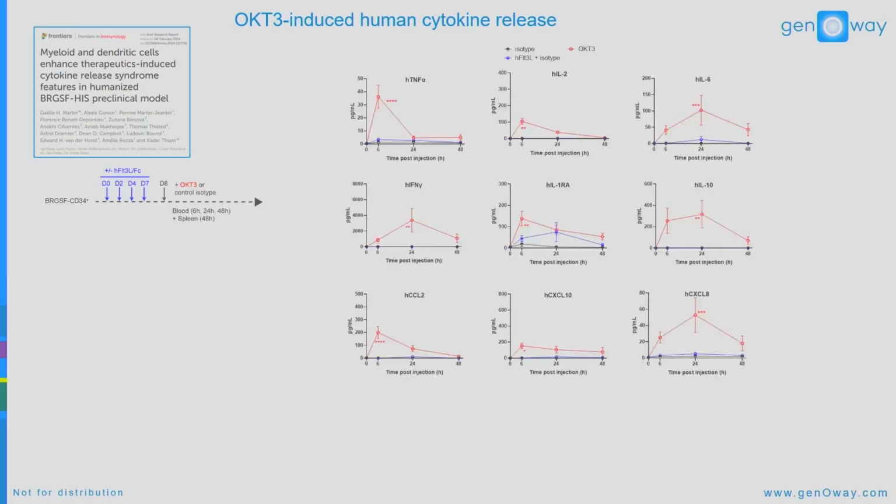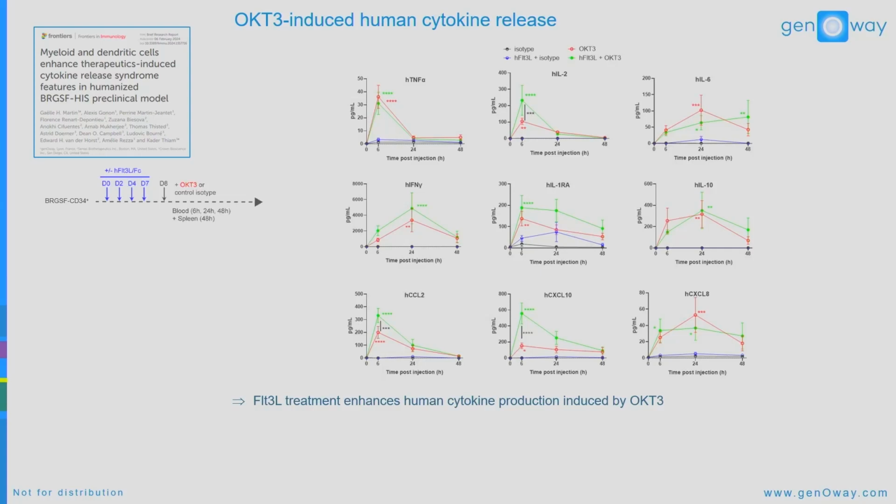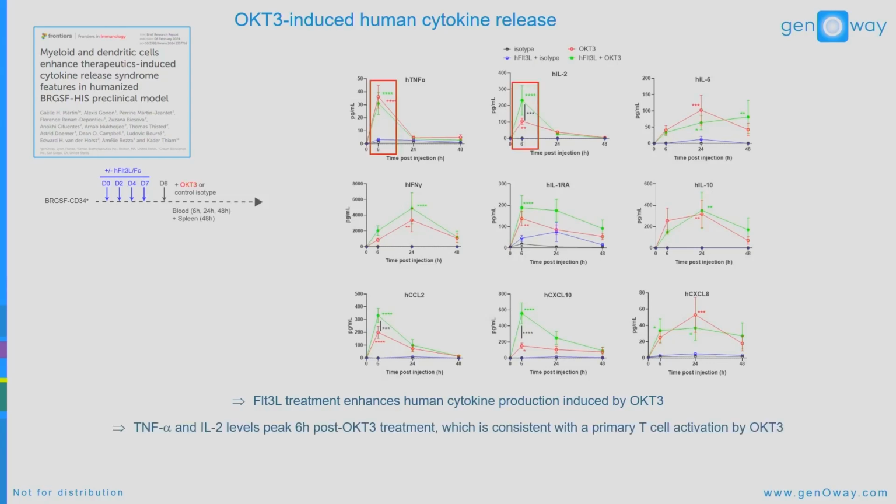OKT3 alone results in an induction of both lymphoid and myeloid-based cytokines. But when FLT3 is added prior to OKT3 induction, so when the myeloid component is present, we enhance the cytokine production. And we also enhance the myeloid cytokine production in the system. So the myeloid compartment will indeed significantly contribute to this response.